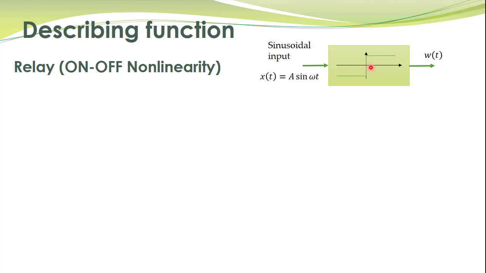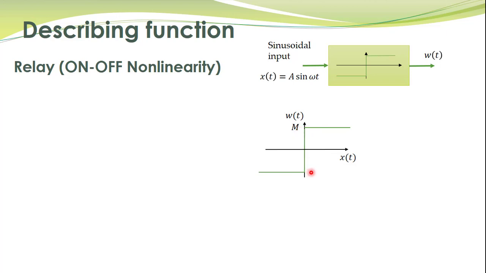That is, if the input to this nonlinearity is positive, we get an on signal, or an output of 1, and when the input to this nonlinearity is negative, we get an off signal, or a signal with amplitude of -1. So how to find the describing function for this nonlinearity? Here a more general situation is written. We can have a plus m and minus m.